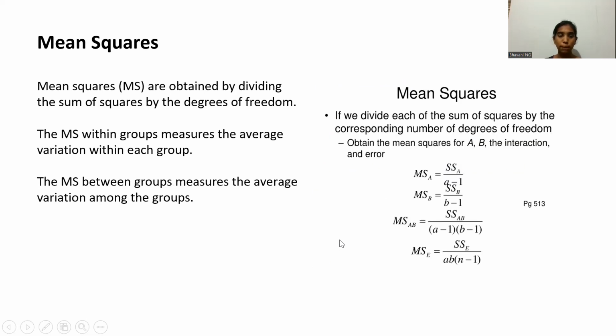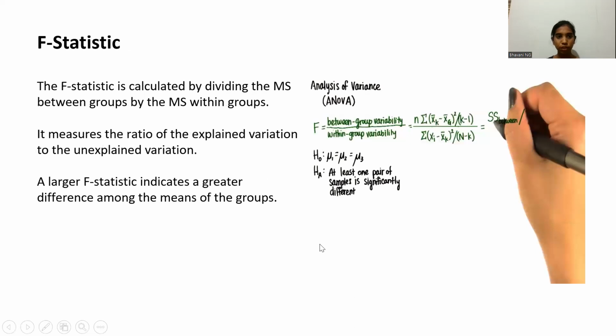Mean squares. Mean squares are obtained by dividing the sum of squares by the degrees of freedom. The mean squares within groups measures the average variation within each group. The mean squares between groups measures the average variation among the groups.